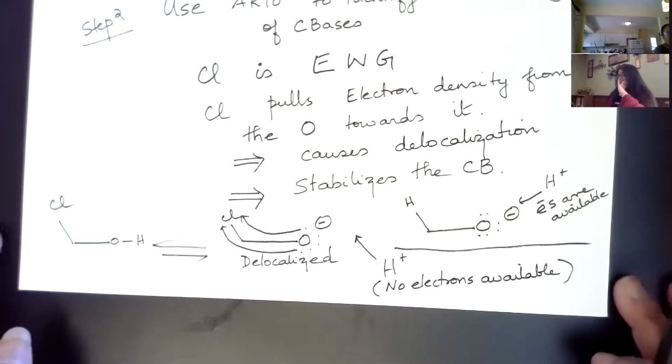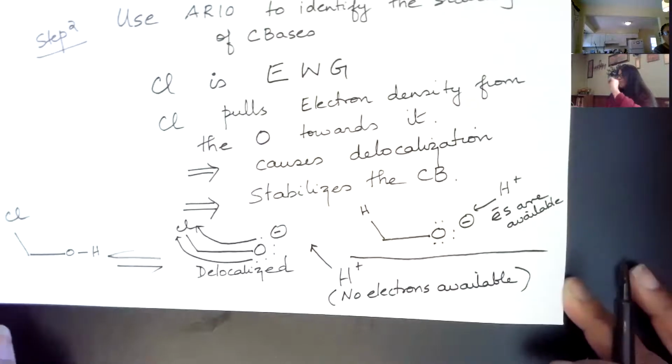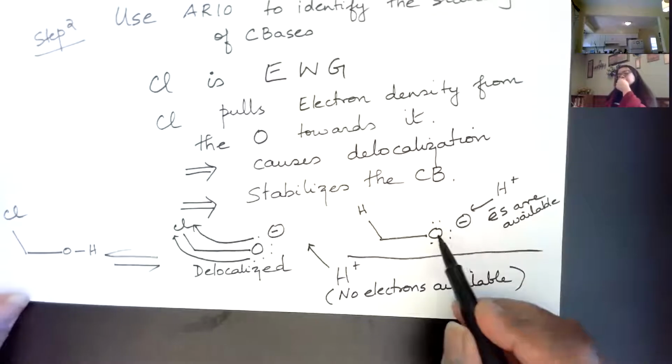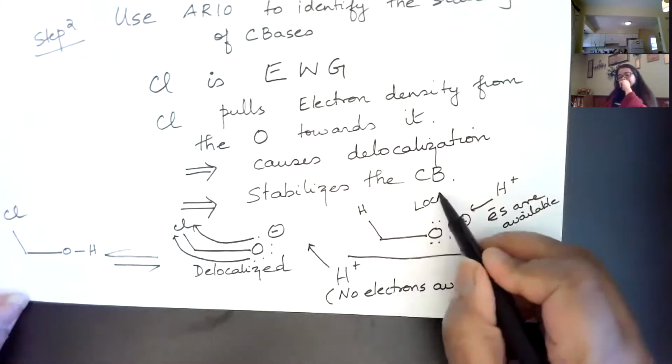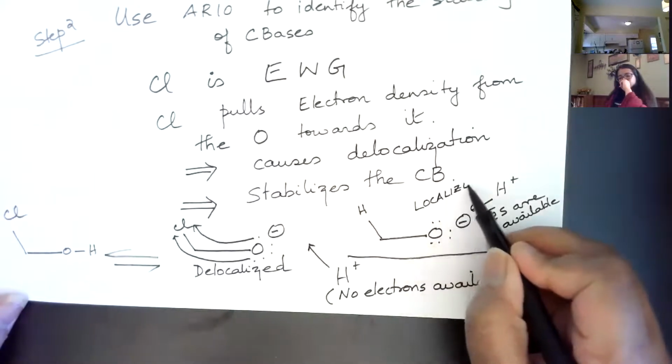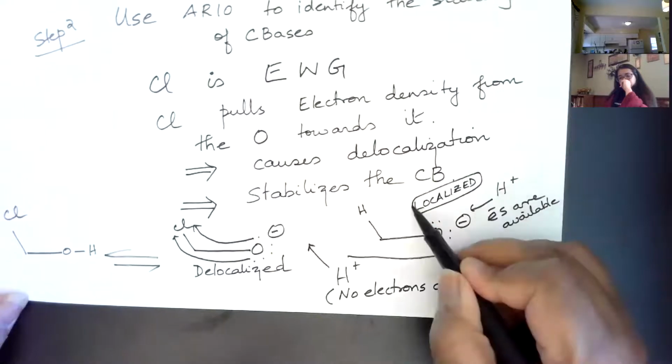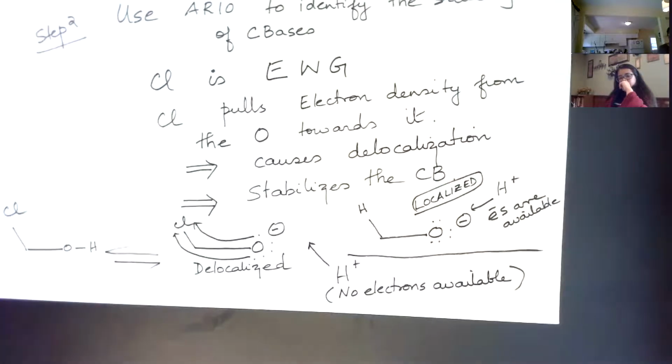Any other questions? But if it is localized, then it can easily form the acid. Yeah, then that acid is not going to be a strong acid, okay?